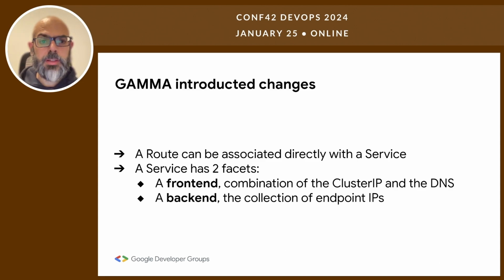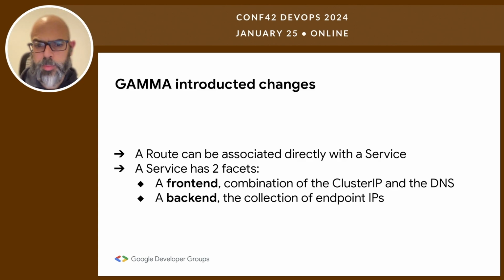And also, the Gamma initiative said that a service has two facets, a front end and a back end. The front end is a combination of the cluster IP and the DNS of the service. The back end is the collection of the endpoint IPs.